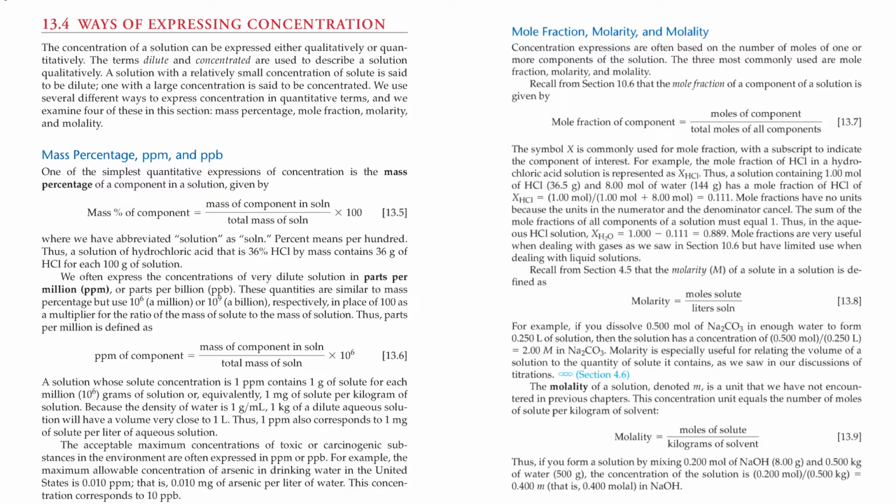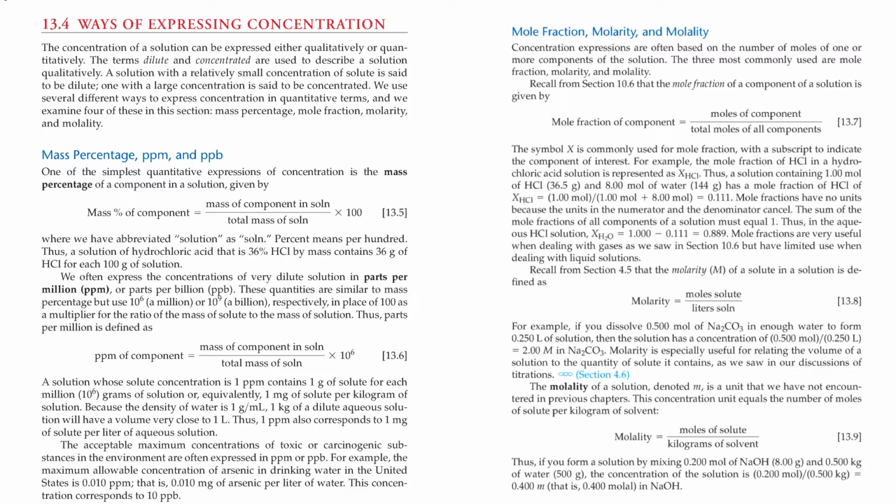When we express the concentrations of very dilute solutions in parts per million or parts per billion, these quantities are similar to mass percentages, but use 10^6, a million, or 10^9, a billion, respectively, in place of 100 as a multiplier for the ratio of the mass of solute to the mass of solution. Thus, parts per million is defined as: ppm of a component equals the mass of the component in solution divided by the total mass of solution, times 1 million, or 10^6.